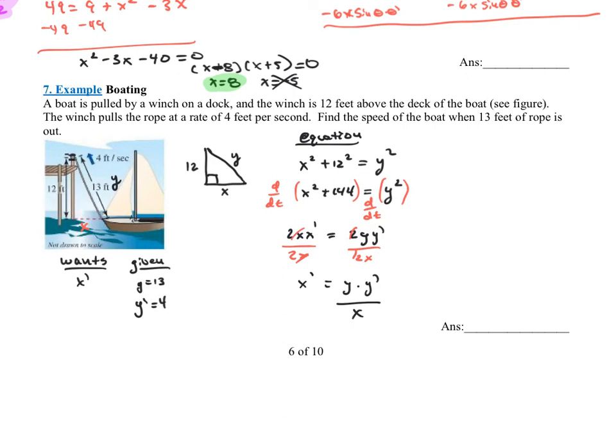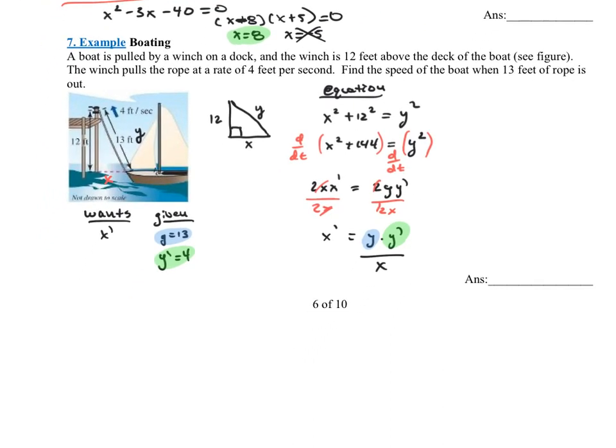So the question is, what things do we know and what don't we know? Well, let's look at what's given to us. We know that y is 13, we could plug that in. We know that y prime is 4, so we could plug that in. So what don't we have? We don't have what x is. So we need to find x.